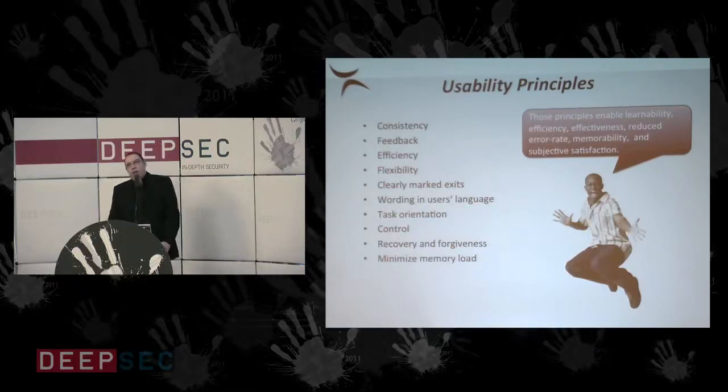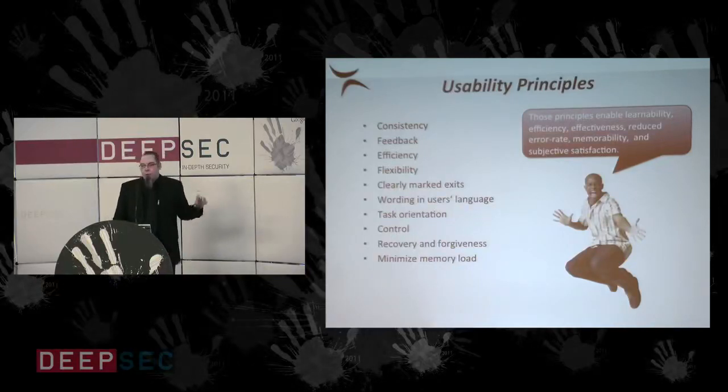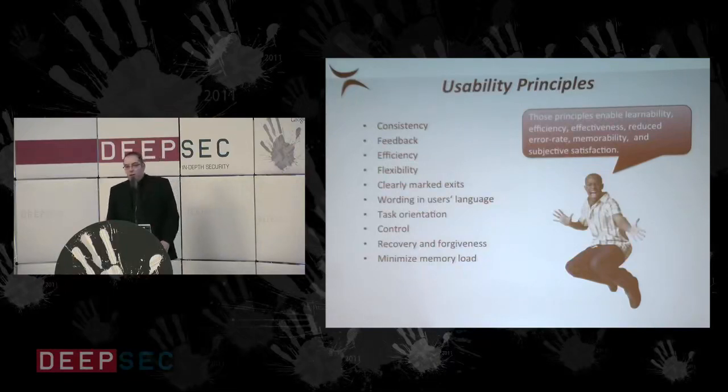The next principle is minimize memory load, which can be boiled down to don't rely on knowledge in the user's head too much. It's not about the authentication knowledge like a PIN, it's about how things work. For example, don't rely on the user having read the 300-page manual.